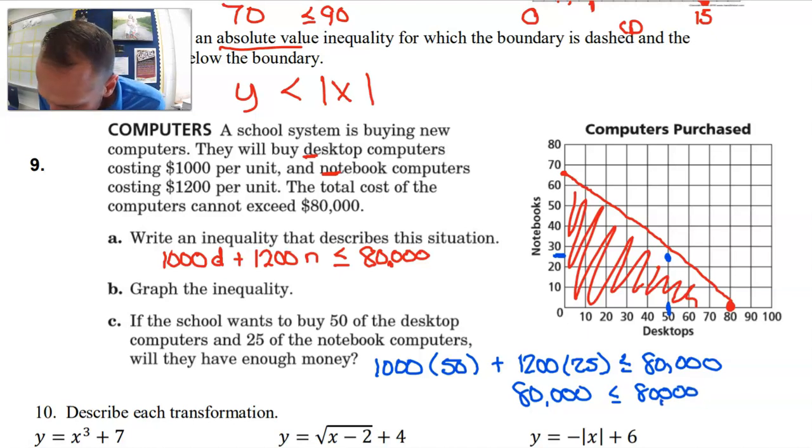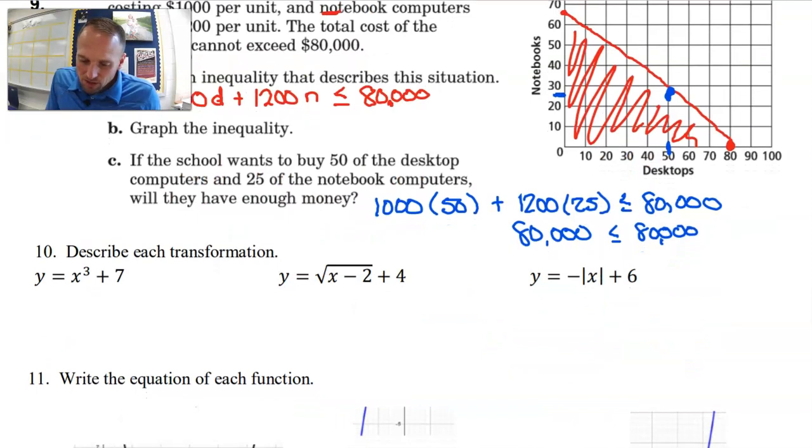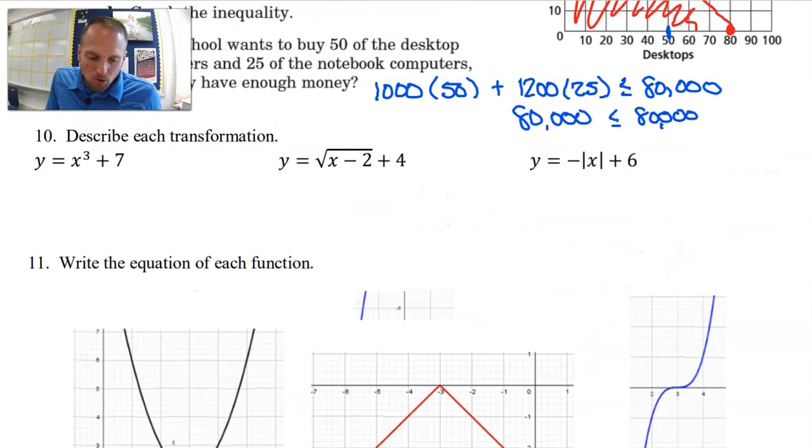So I guess my graph was just a little bit high because that showed up exactly on that line then. So we sure can do it. All right, let's keep rolling.